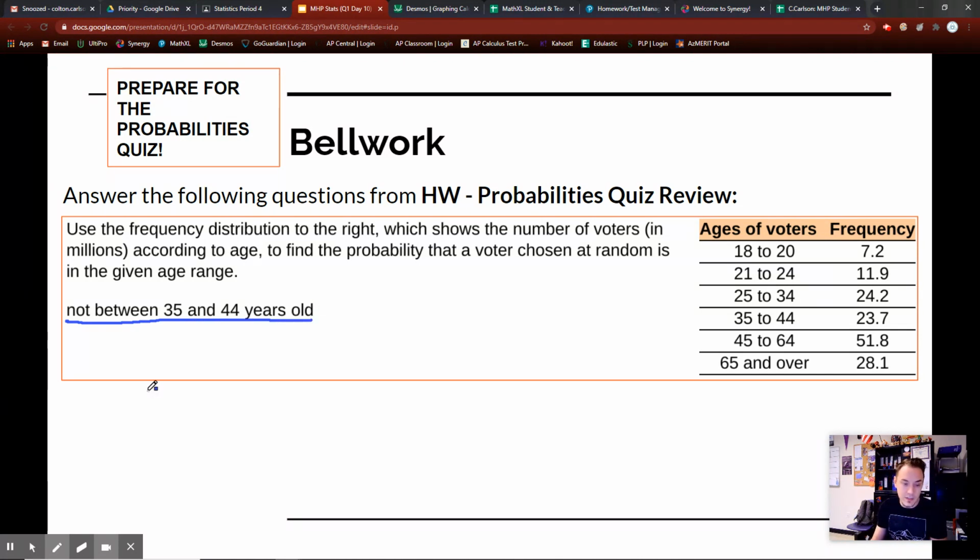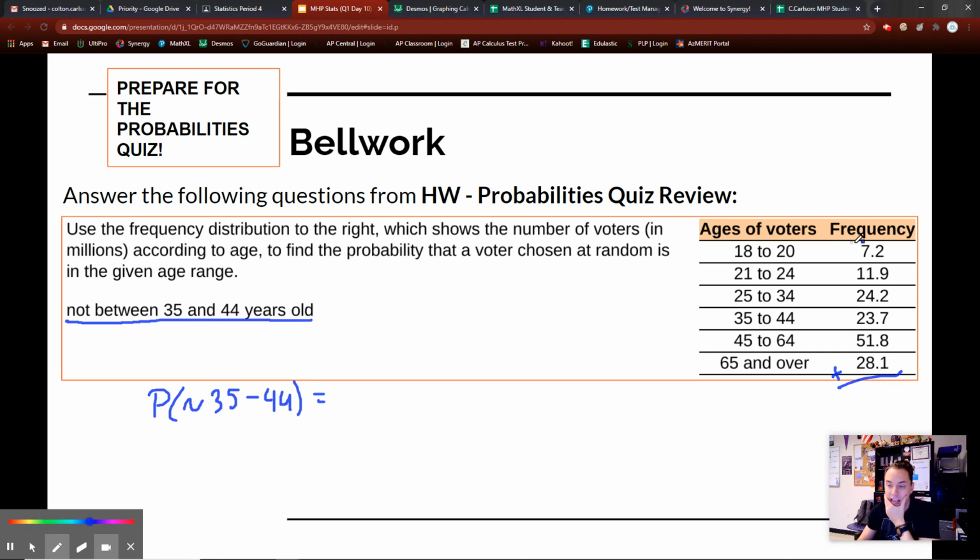Well, the first thing I need to find when I actually do this, I'm just going to write it out here. I want to find the probability of it not between 35 and 44. So that means I need to take the complement. Before I take the complement, I need to actually find the total. So what's the total frequency here? Because I need to find the total frequency, right?